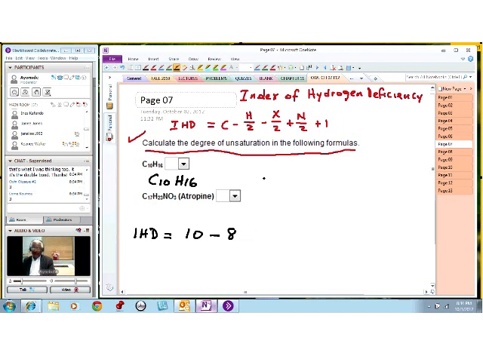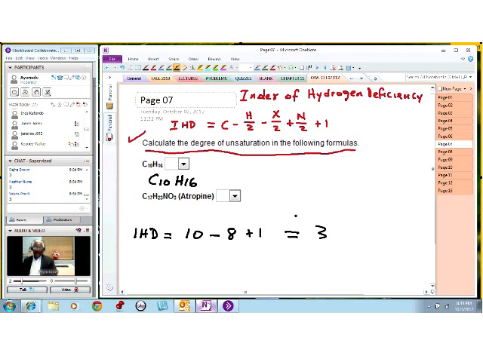Since we do not have halogen, which is chlorine, bromine, fluorine, or iodine, we don't need to worry about this factor here. We don't have nitrogen, so we don't need to worry about this. So we just say plus 1. Somebody has already given us the answer. That would be 3. Okay, so the index of hydrogen deficiency or the degree of unsaturation here is 3.